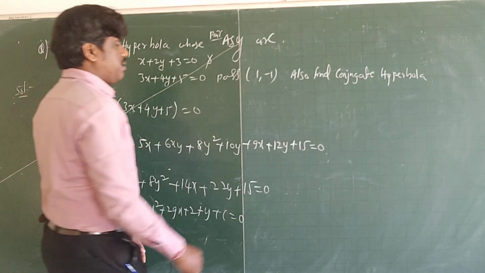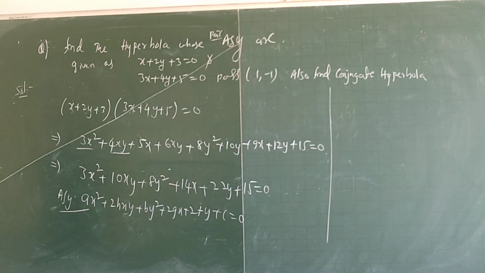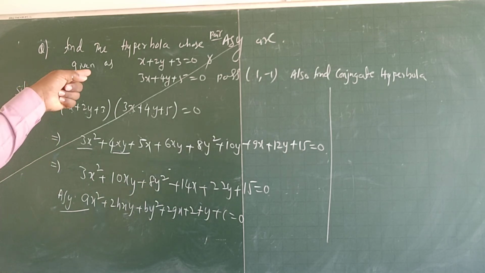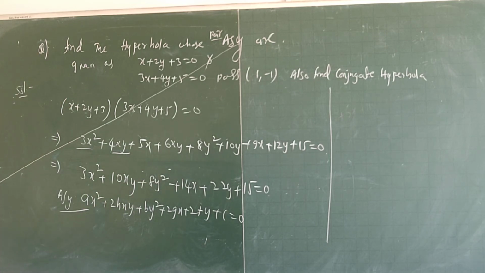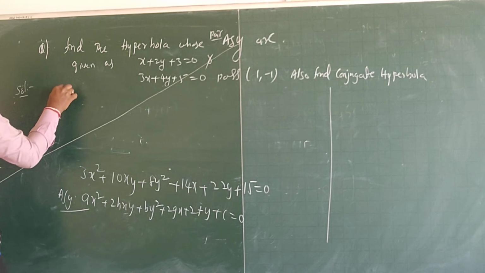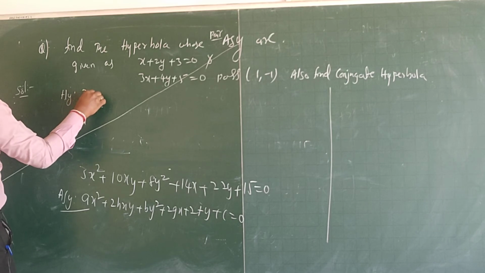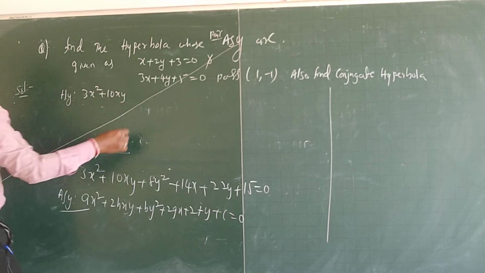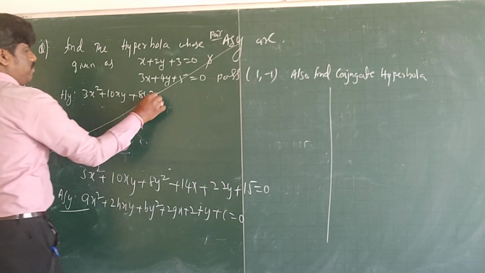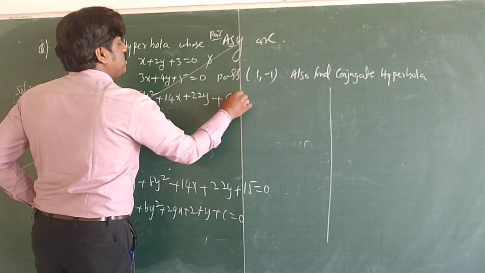So now what you have to find? Hyperbola you have to find, and conjugate hyperbola. Already I gave you the information C1 plus C2 is equal to 2 times C3, that we have to use, and this is passing through the point given, right? So let's start now. Here now, equation of hyperbola, how can I write? I need to find equation of hyperbola. I can write as 3x square plus 10xy plus 8y square plus 14x plus 22y plus c1 is equal to 0.